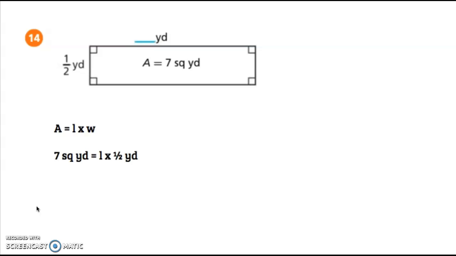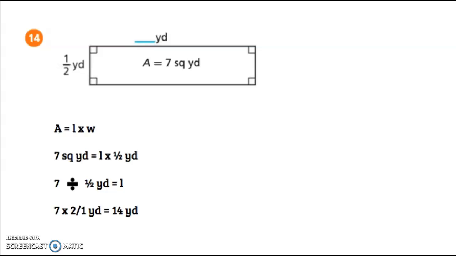Where am I going to put my numbers? Think about it. What's my total? What number is going to come first? My area is going to go first because that's the total amount of yards that I have. So I have 7 divided by 1/2 yard will equal my length. So I'm going to use my technique again of keep, change, flip. What do you get for your answer?